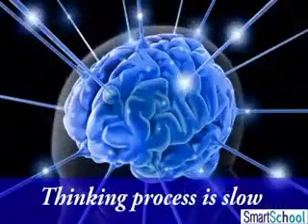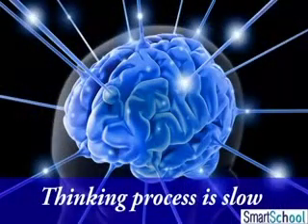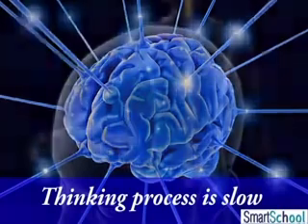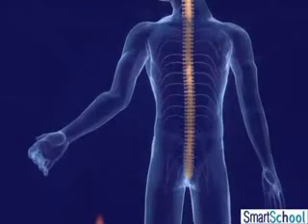Reflex arcs have evolved in animals because the thinking process of the brain is relatively slow. Reflex arcs have evolved as an efficient way of functioning in the absence of true thought processes.